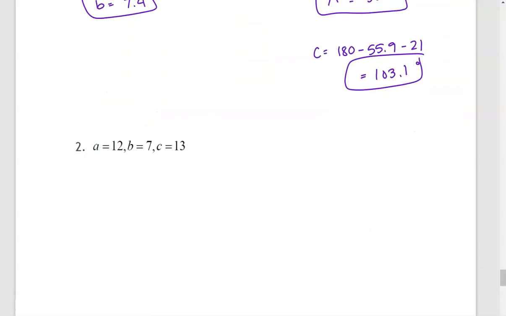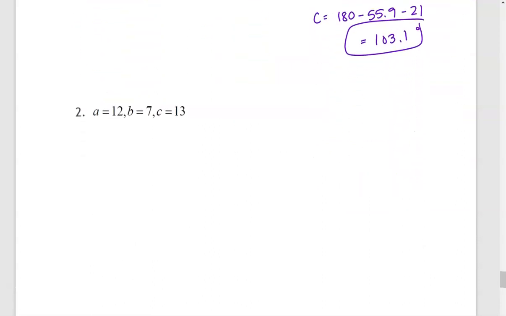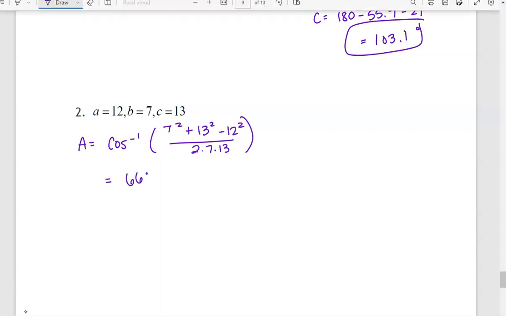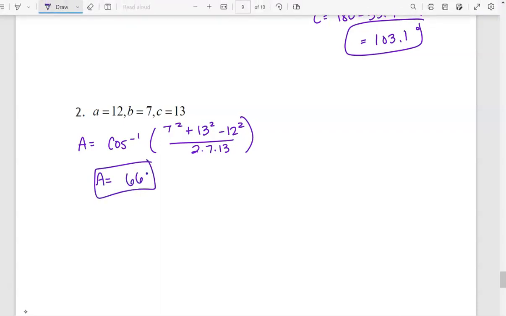All right, so taking a look next at number 2. So number 2, it looks like we have a, b, and c. So let's just find capital A, start alphabetically. And that's going to be cosine inverse of b squared plus, so 7 squared plus 13 squared minus 12 squared, all over 2 times 7 times 13. And that's going to give us 66 degrees for A.